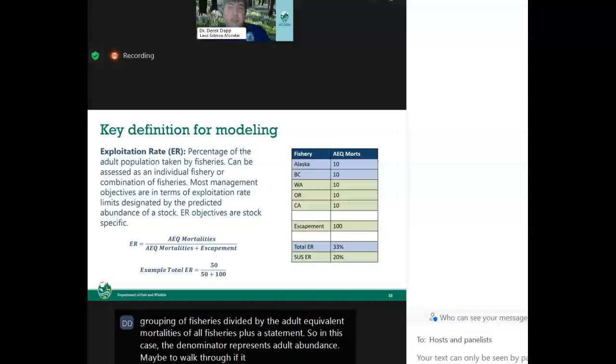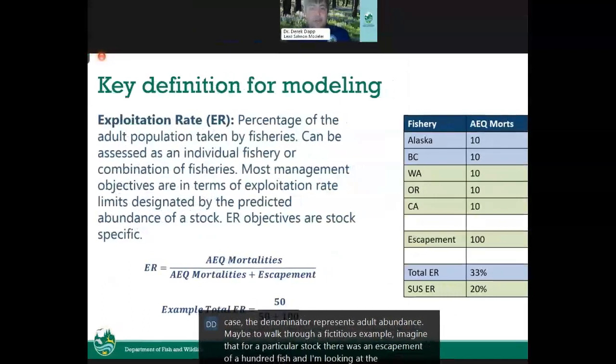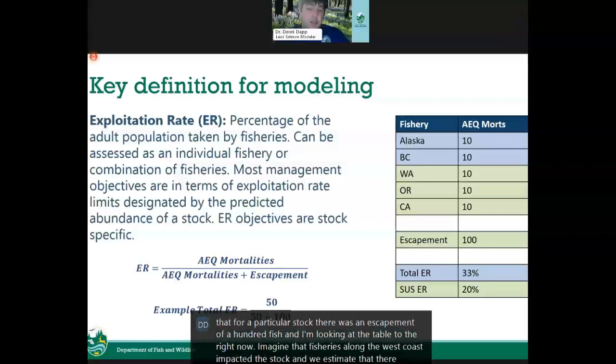Through a fictitious example, imagine that for a particular stock, there was an escapement of 100 fish. And I'm looking at the table to the right now. Imagine that fisheries along the West Coast impacted the stock, and we estimate that there was 10 AEQ mortalities occurring in Alaska, 10 in British Columbia, 10 in Washington, 10 in Oregon, and 10 in California.